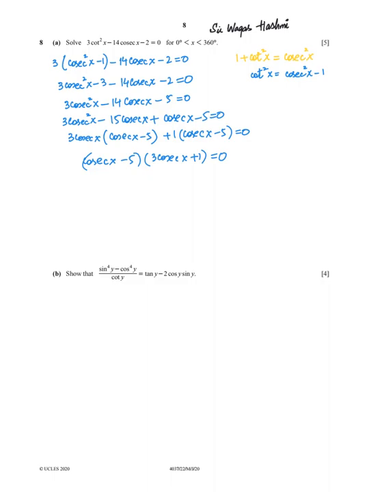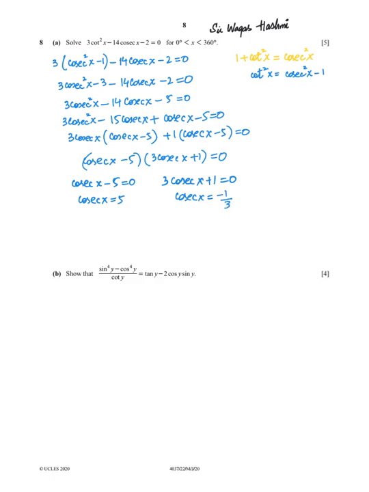Alright, now we need to equate both of the brackets with 0. So it will be cosec x minus 5 equals 0, and 3 cosec x plus 1 equals 0. Now we need to make cosec the subject. So cosec x equals 5 here, and cosec x equals minus 1 upon 3.